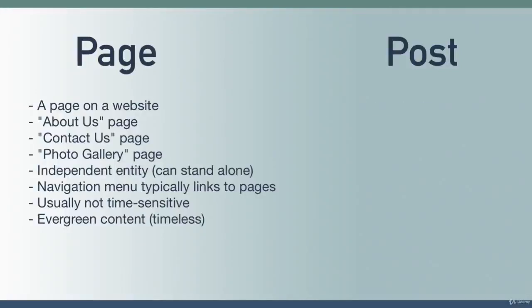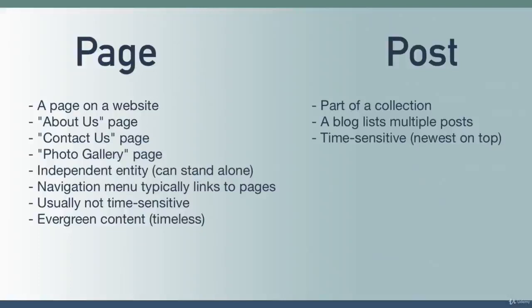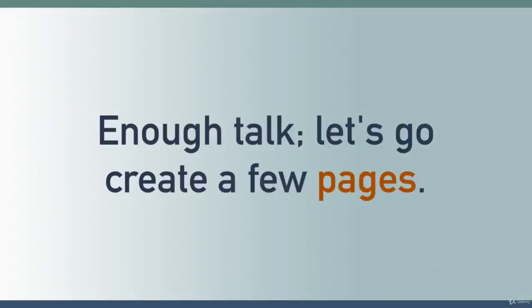And we can contrast all of this with a post, right? Because we know that a post is a part of a collection. A blog page shows multiple posts at once. And a post is time sensitive in that a blog page will be sorted with the newest posts on top. Now, if everything I just said didn't make any sense, that's okay. Because the best way to learn about pages versus posts is not to listen to an explanation, but to simply go and create a few pages in WordPress. So let's do that right now.